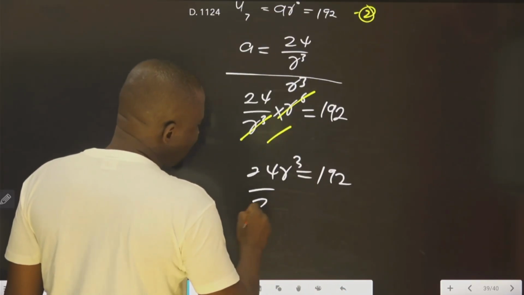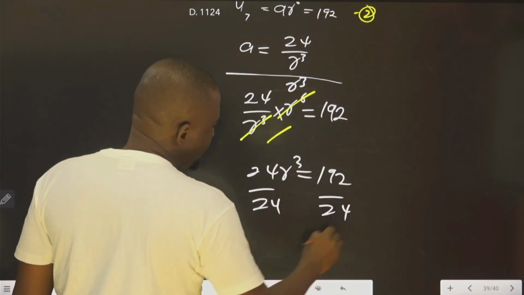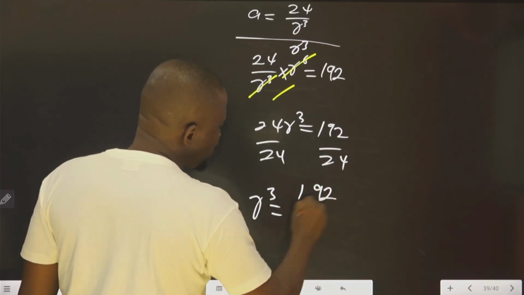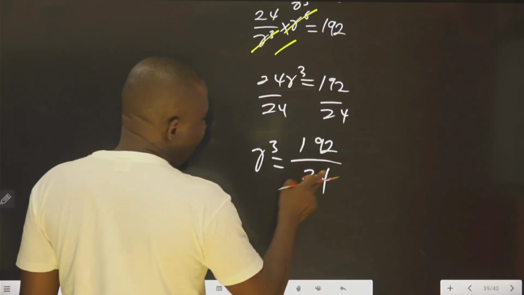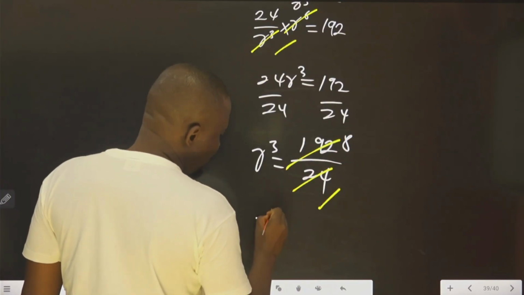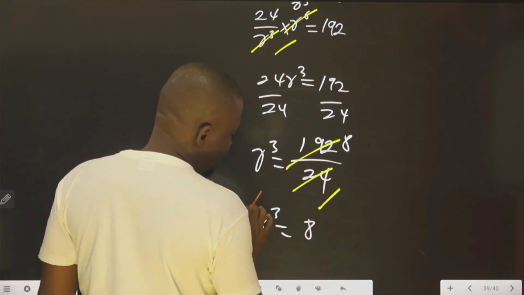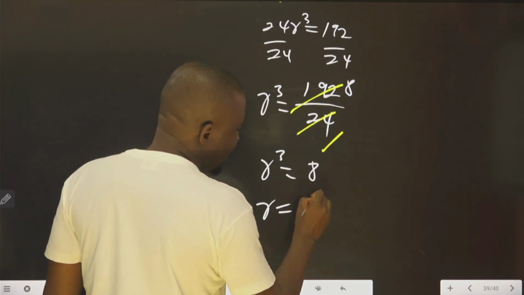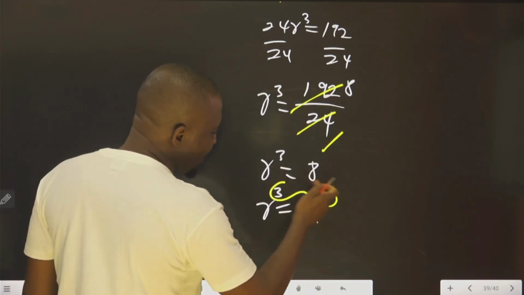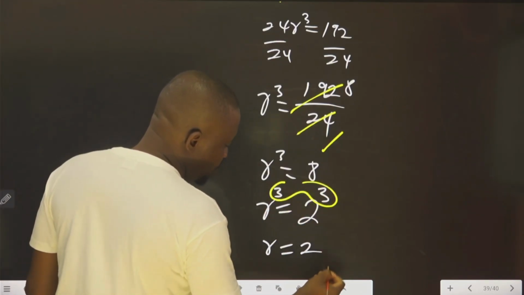We divide both sides by 24. You agree with me? R raised to power 3 is equal to 192 over 24. If you divide this one, it is 8. So it means R raised to power 3 equals 8. It's 2 raised to power 3. Remember, 8 is 2 raised to power 3. Now, they have the same index. It means, therefore, R is equal to 2.